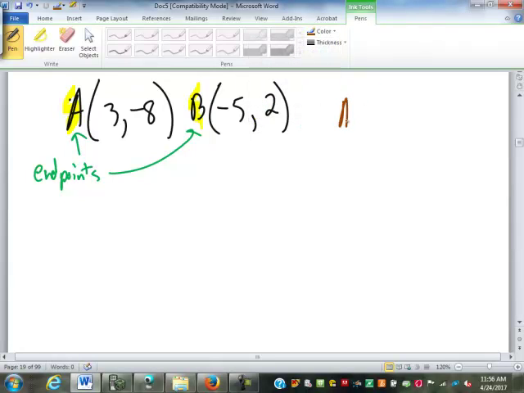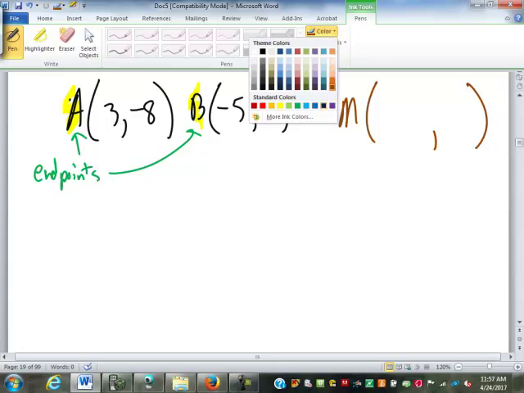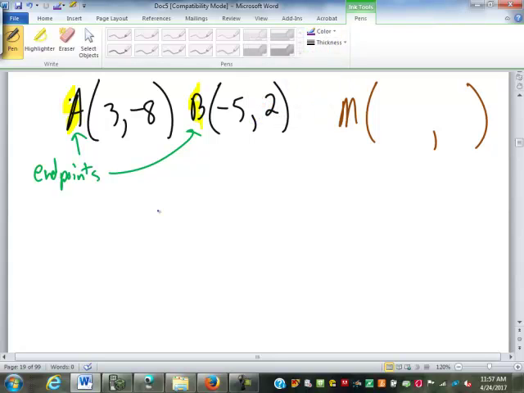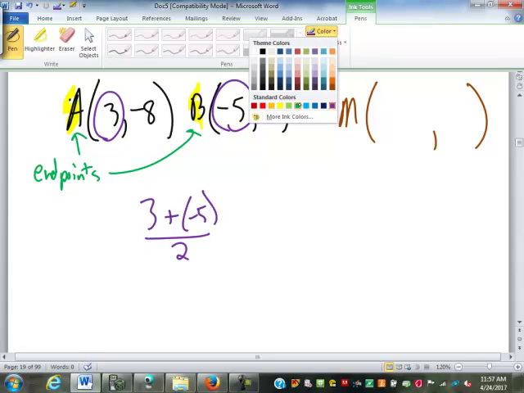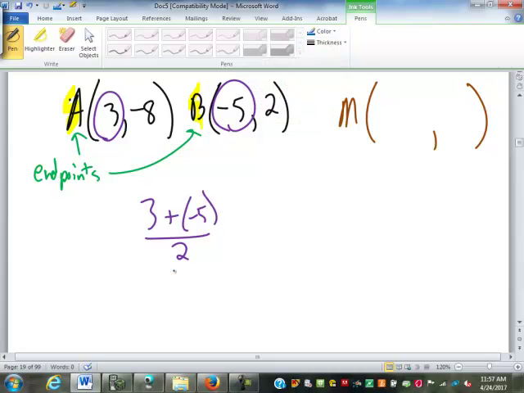So then over here, I'm going to label point M, my midpoint, and that's what I'm being asked to find. So to find the x-coordinate of my midpoint, I'm going to take the x-coordinate of each of the 2 points. So 3 plus -5 divided by 2. 3 plus -5 is -2. -2 divided by 2 is -1. So the x-coordinate of my midpoint is -1.